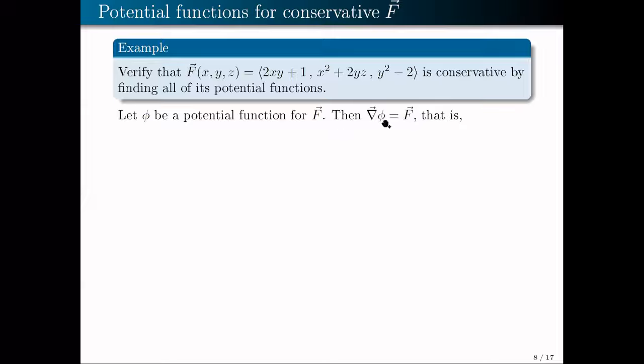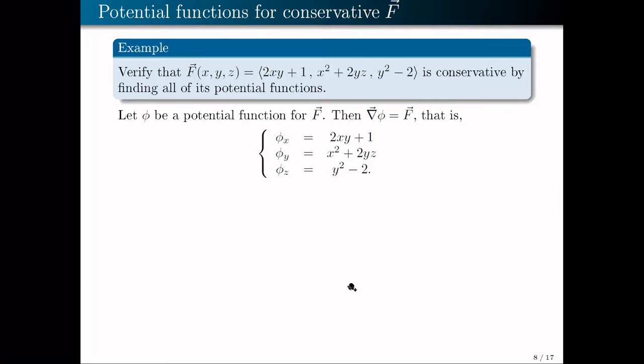That is, gradient of phi equals f, or phi sub x equals the first component of f, which is 2xy plus 1. Phi sub y equals the second component, which is x squared plus 2yz. And phi sub z equals the third component of f, which is y squared minus 2. So here we have expressions for the partial derivatives of phi. Let's now compute or solve for the potential function phi.